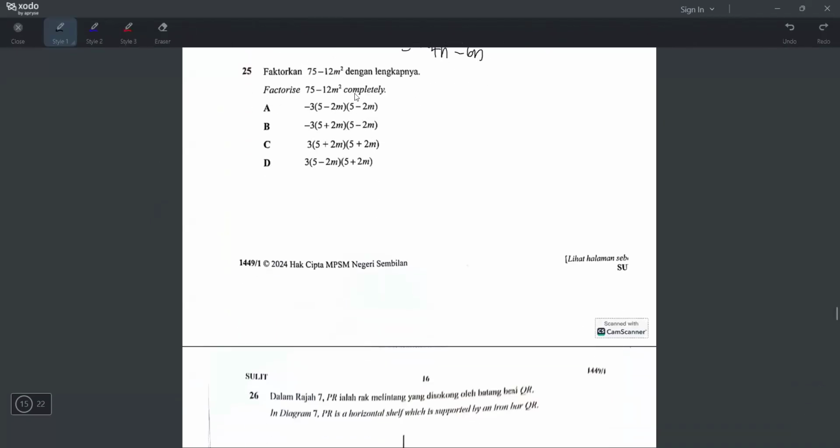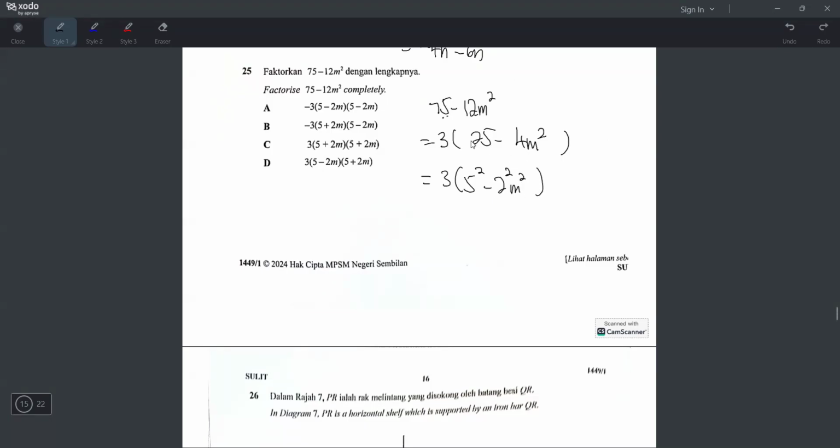Okay, so this one is very easy. Okay, number 25, factorize 75 minus 12m square completely. Okay, 75 and 12, what is the common factor? 75 and 12, they both can divide by 3, right? So let's take 75 divide 3, you will get 25. 12 also can divide 3, you will get 4m square. Okay, you cannot take out m, because 75 has no m. So m is not the common factor. Okay, after you do this, you can still simplify this because 25 can change to 5 square, 4 can change to 2 square, and this one can change to m square, right?